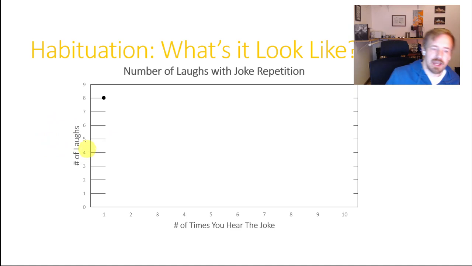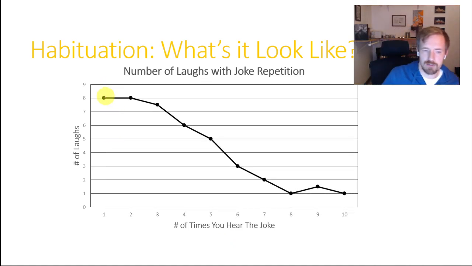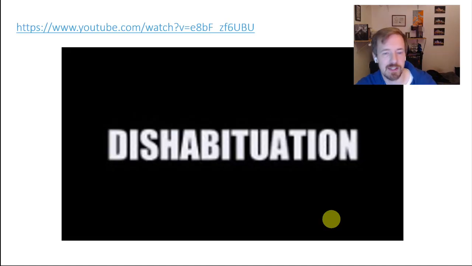So here's an example of habituation using a real-world example. Here we're looking at how many times you're getting a laugh at the dinner table versus how many times you hear the same joke. So the first time you hear it, maybe people are laughing, and then another similar joke, people are laughing, another similar joke, people are laughing. But as that same joke gets told over and over, the laughter response decreases. That is an example of habituation. Very simple, very straightforward, I think.